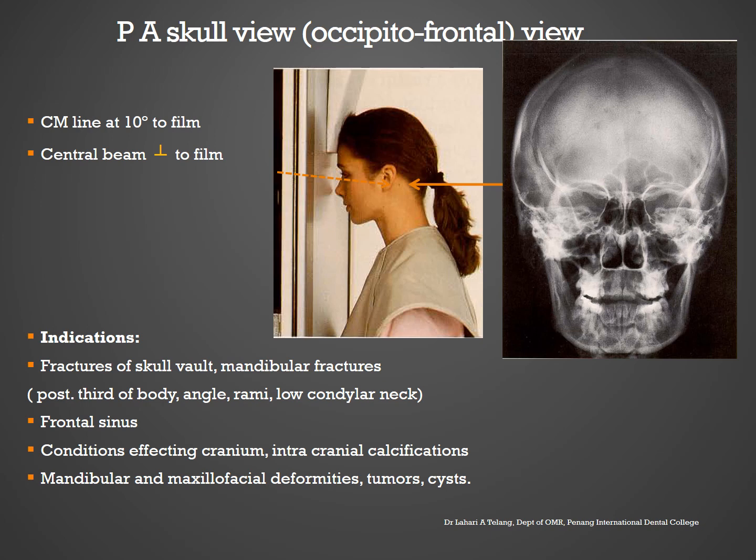So essentially, the posterior part of the skull is superimposing over the anterior part of the skull, and all of these superimposed structures can be visualized in the PA view. The term occipitofrontal is used because the X-rays are traveling from the occipital to the frontal of the skull.